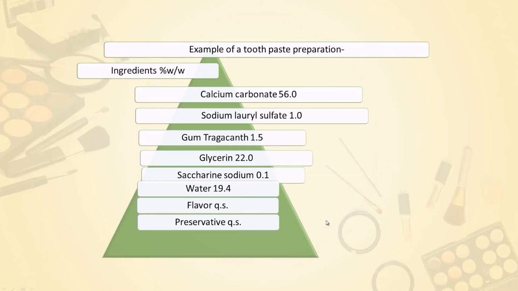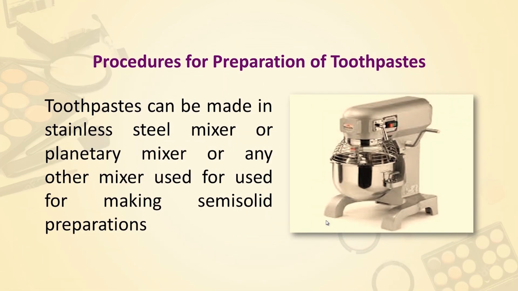Clinical studies have shown that, starting from a clean mouth, toothpaste containing 3.3% pyrophosphate ion can inhibit the growth of tartar by approximately 30% after 3 months of regular use. Let us see an example of a toothpaste formulation. Calcium carbonate, sodium lauryl sulphate, gum tragacanth, glycerine, saccharine, water, flavor and preservatives are added together to form a toothpaste. And what is the exact procedure for the preparation of toothpaste?